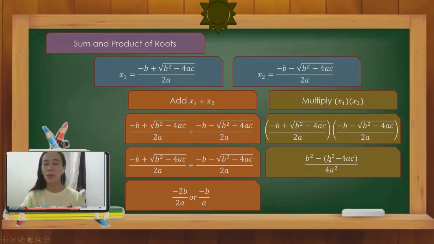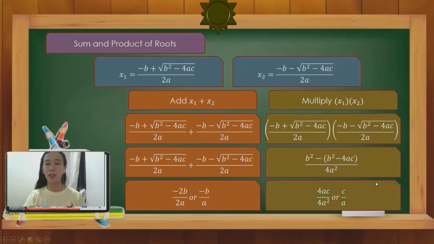So we have b squared minus quantity b squared minus 4ac, all over 4a squared. b squared minus b squared is 0. Then, negative times negative will become positive 4ac. Then this equation will become 4ac over 4a squared. 4 divided by 4 is 1. a divided by a squared is a, and then c. This equation will become c over a. Then it means when we multiply two roots, x sub 1 and x sub 2, our answer is c over a.